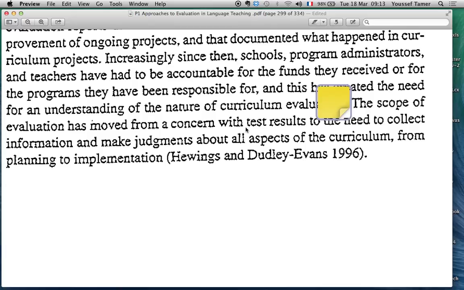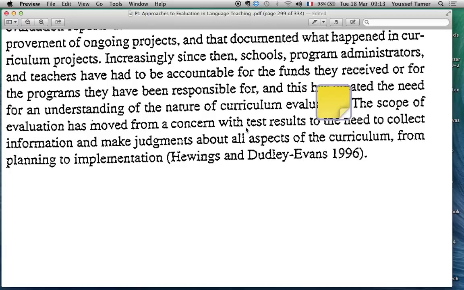So that's the scope. But after that, with time, it tends to move from the mere concern with test results to the need to collect information, okay, about the school, about all those types of focus I have discussed before, to collect information and make judgments about all aspects of the curriculum from planning to implementation, okay? Which is much better.